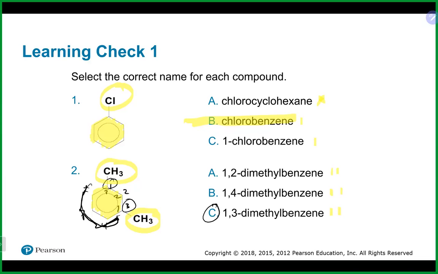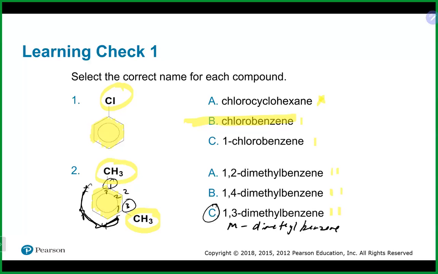dimethylbenzene. This is also what arrangement? 1 and 3 is meta. So this could also be called meta dimethylbenzene without the numbers. So again, most likely they would probably just put m, and it'll be m-dimethylbenzene.